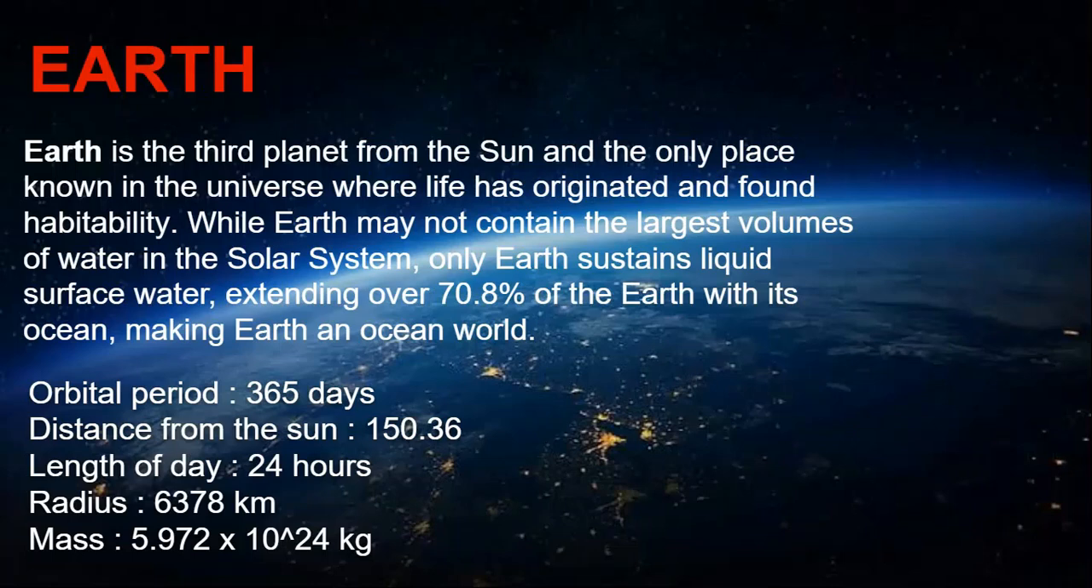Its orbital period is 365 days. Its distance from the Sun is 150.36 million kilometers. Its length of the day is 24 hours. Its radius is 6378 kilometers. Its mass is 5.972 into 10 to the power 24 kilograms.